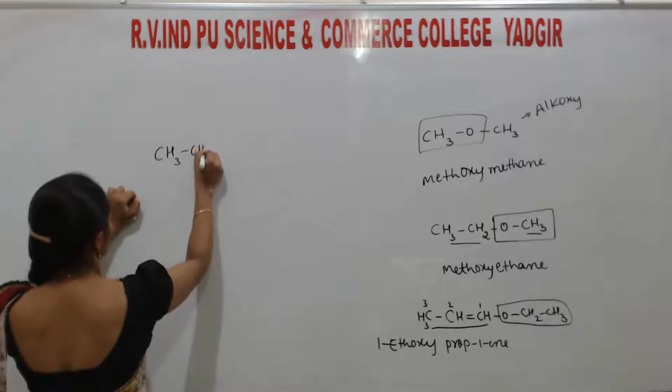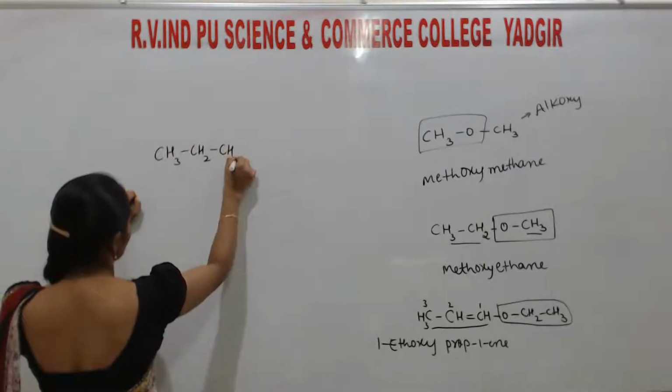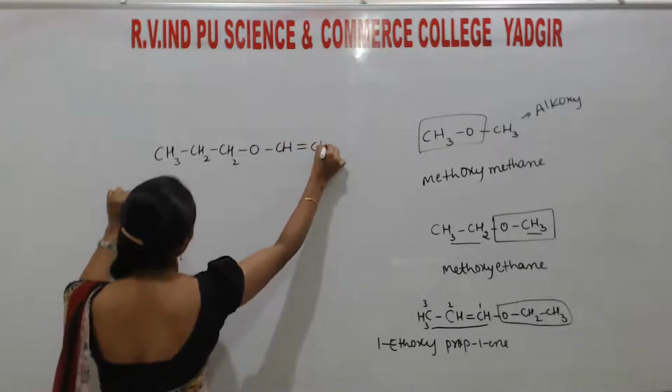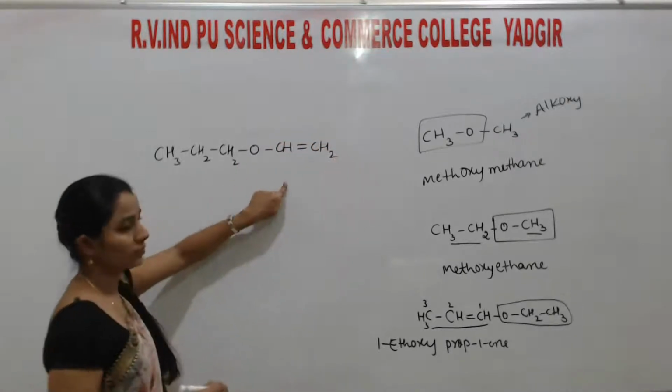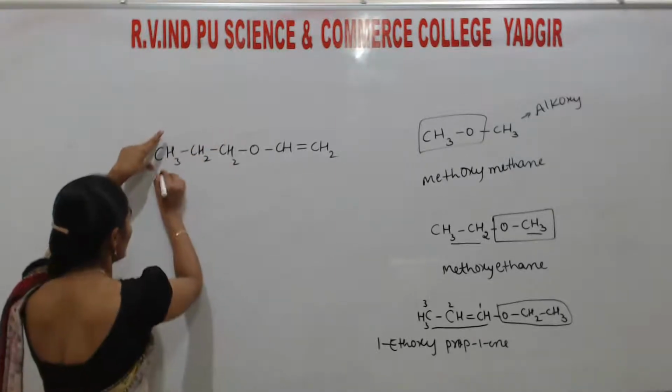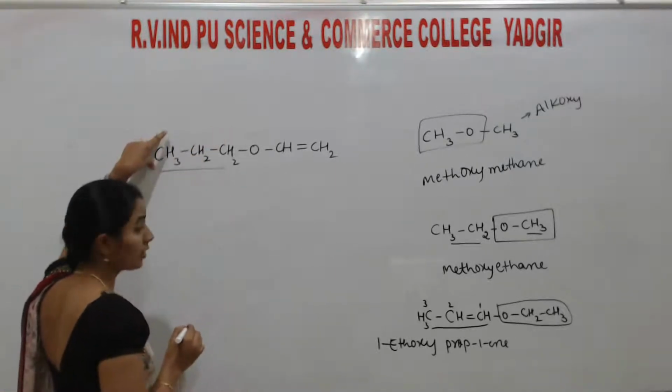CH3, CH2, CH2, O, CH, double bond. Here, listen. Here the carbon chain, the parent chain, has 3 carbon atoms.